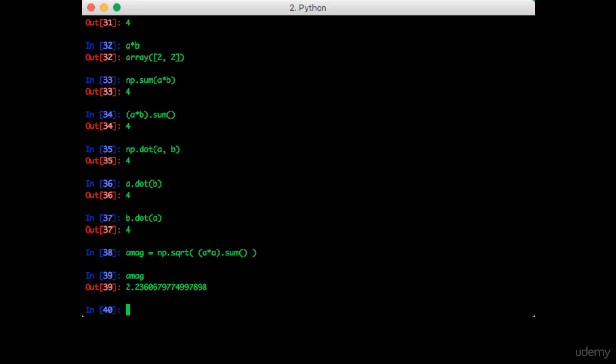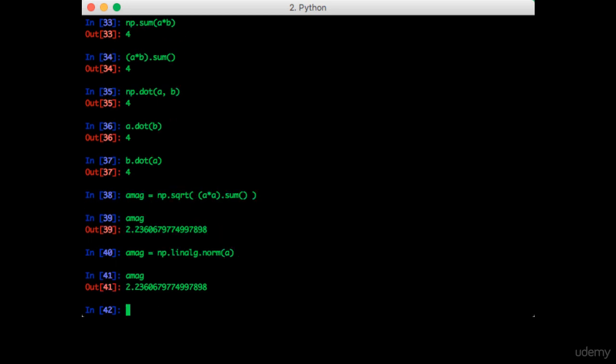NumPy actually has a function to do all this work for us, since it's such a common operation. It's part of the linalg module in NumPy, which also contains many other common linear algebra functions. So let's try that again with np.linalg.norm, and we pass in A, and we get the same answer.